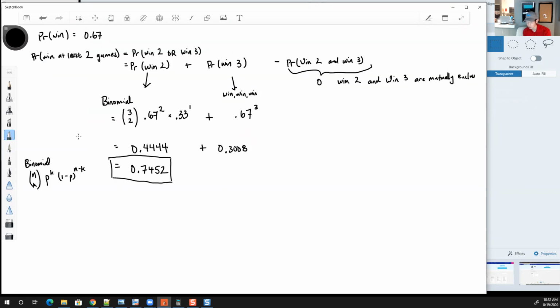Is that all right for the question of winning at least 2 games? What is the probability of winning at least 2 games? We play 3 games.